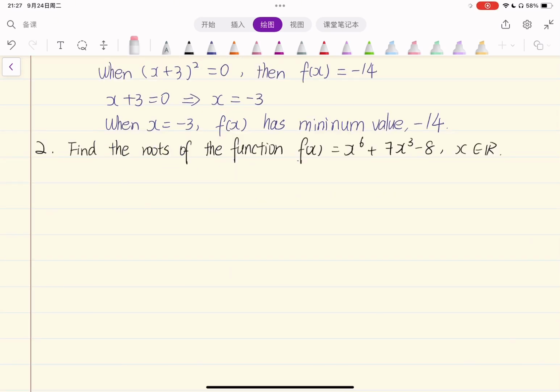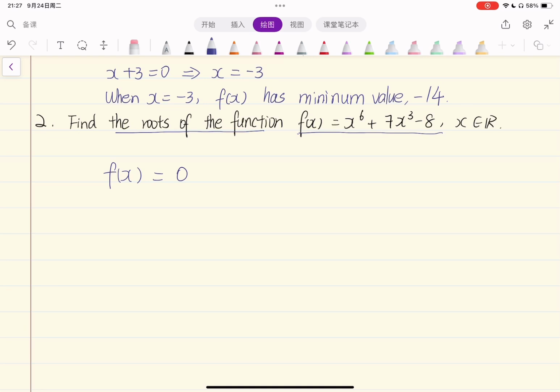Now let's move on to the second question. It asks to find the roots of the function f(x) equals x to the power of 6 plus 7x cubed minus 8, where x are real numbers. To find the roots of the function, it means you need to find the values of x for which f(x) equals 0. In this question, we need to write x to the power of 6 plus 7x cubed minus 8 equals 0. We need to find x.